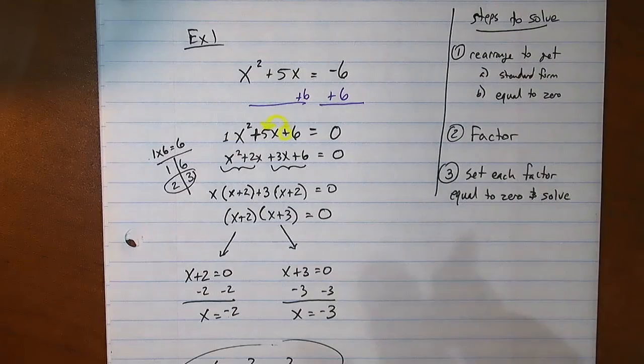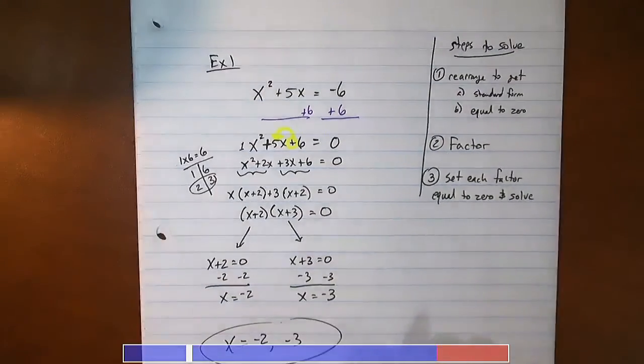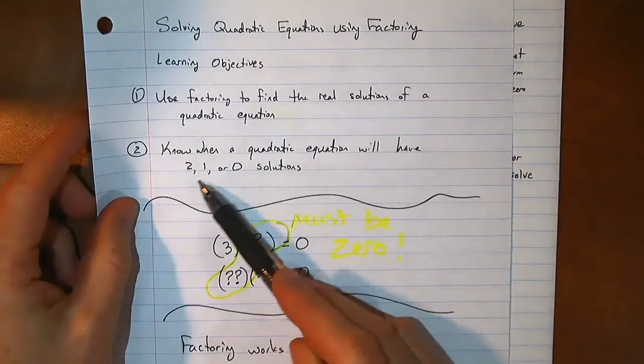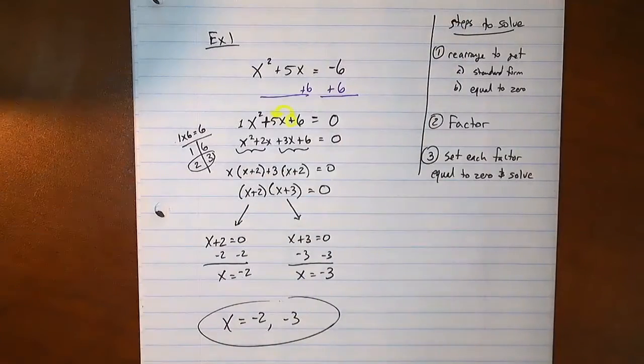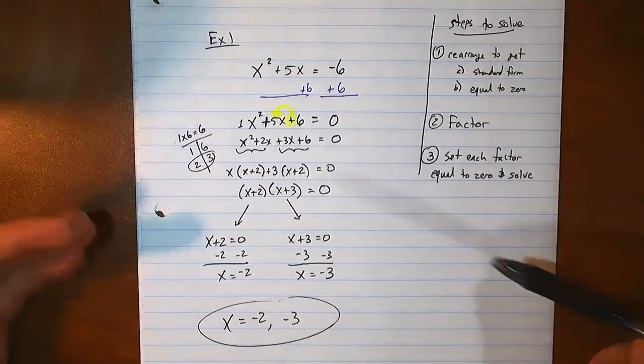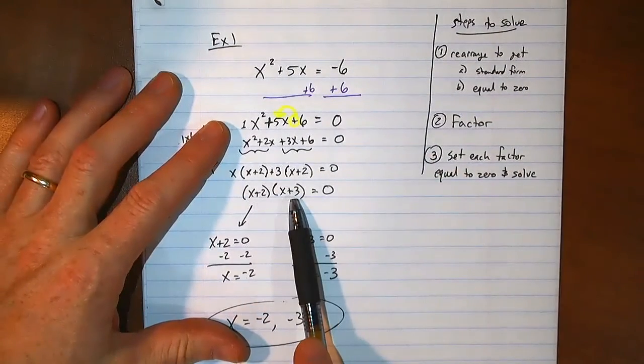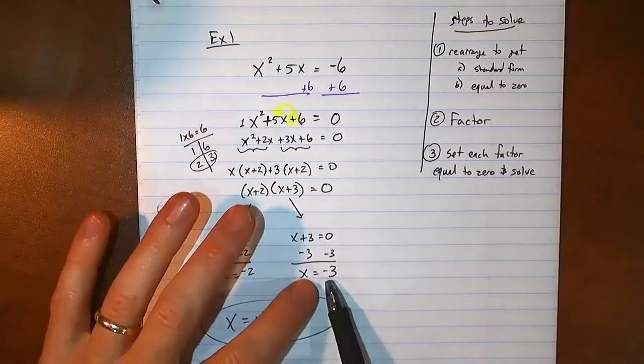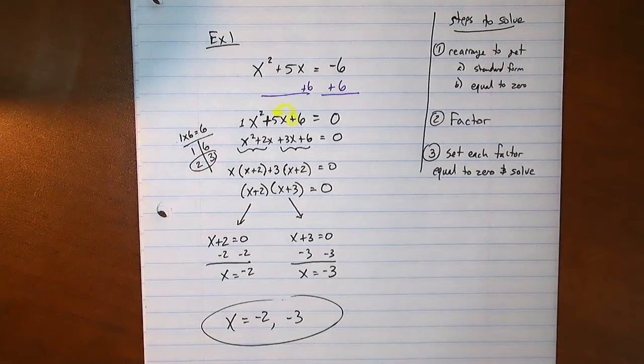Okay, so that brings us to our second learning objective. The second learning objective was to know when I'm going to have two solutions, one solution, or zero solutions. Well, from this problem, it might seem like we should always get two solutions, right? Because when we factor this, we're going to have this thing and this thing, boom. It seems like we should always get two solutions, right?